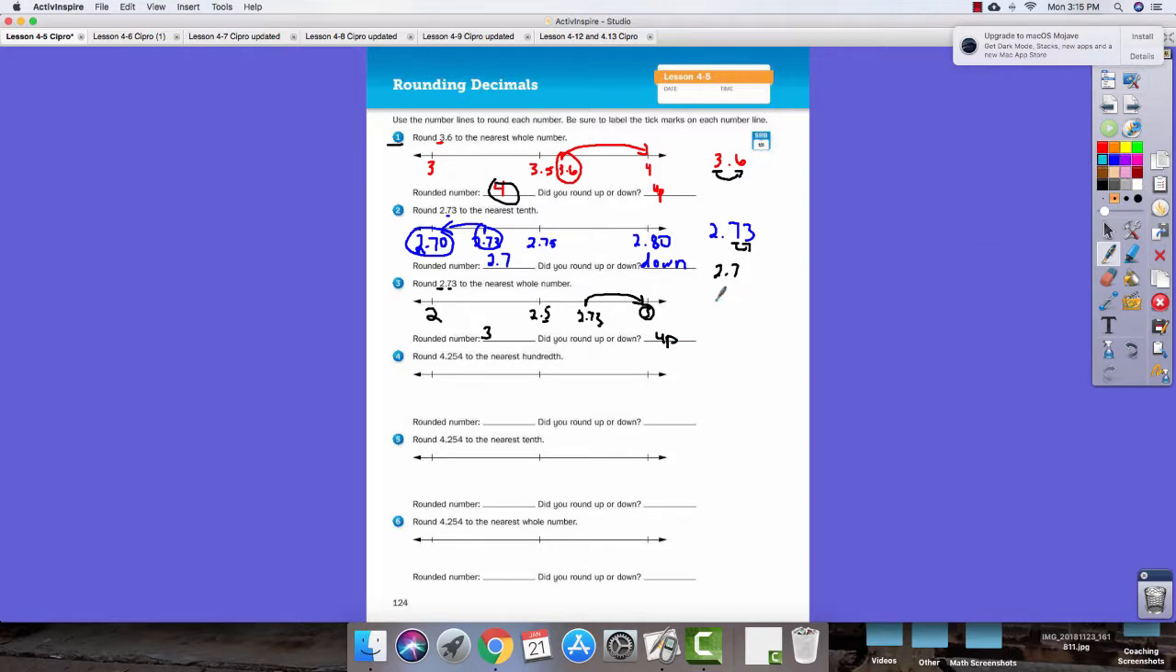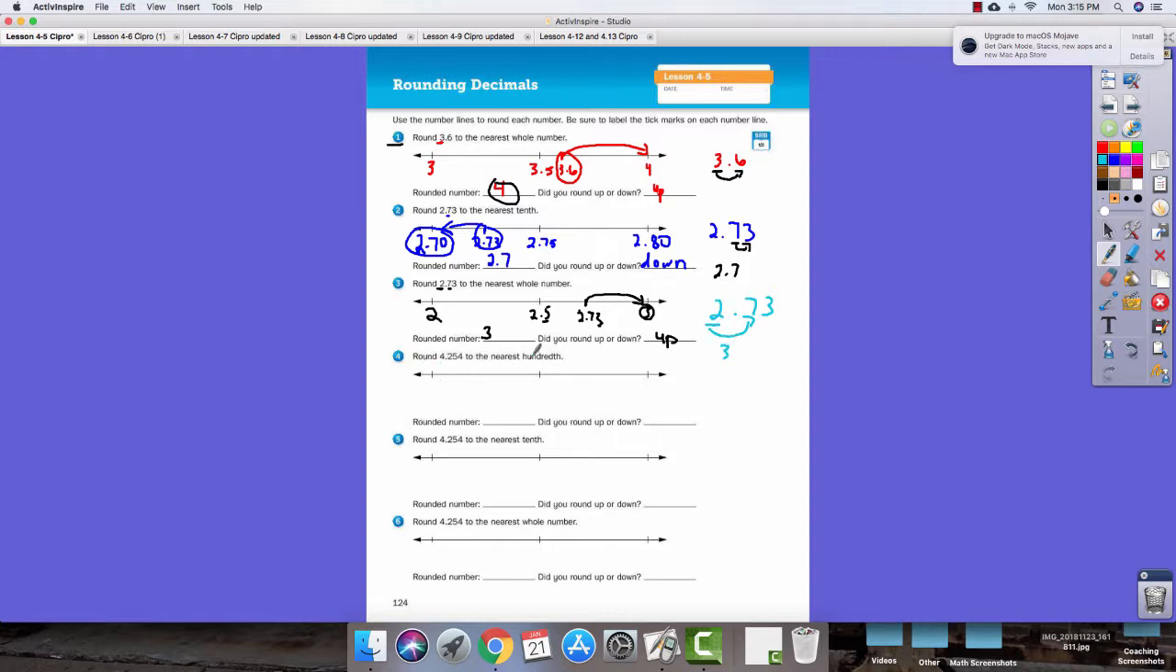Again, let's look at using our shortcut. So 2 and 73 hundredths. Underline my whole number. I'm going to peek over to the right to my tenths place. Here, my tenths have 7/10, so that's 5 or larger. So I need to round that up to 3, okay?